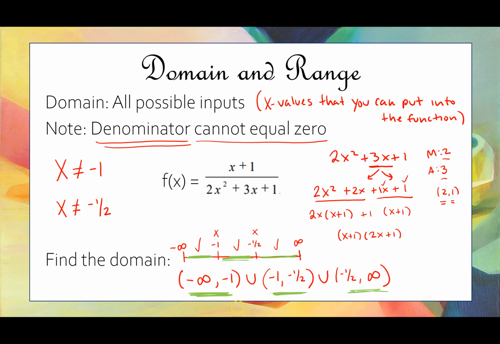Now you should remember that if it's an open parentheses like that, that means that the -1 is not included. If you had something like this, that's saying it does include it. So this is basically saying don't include the -1 and don't include the -1/2. So these are all the x values that would be okay to plug into your solution. So this right here would be your domain, all the x values that you are allowed to plug into this function.